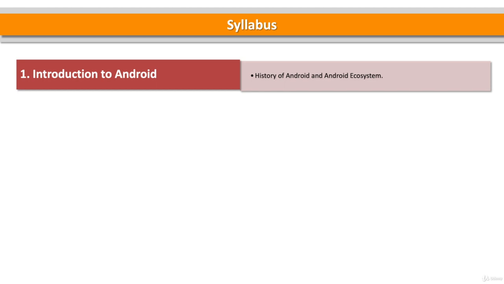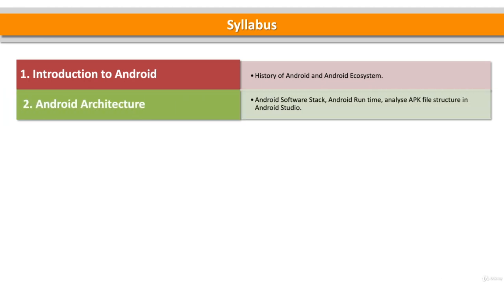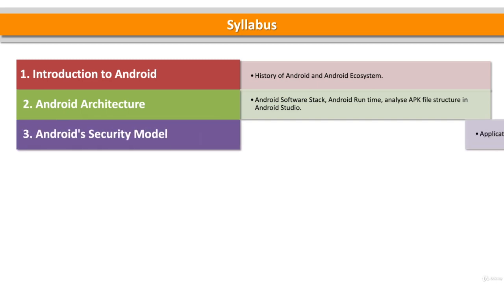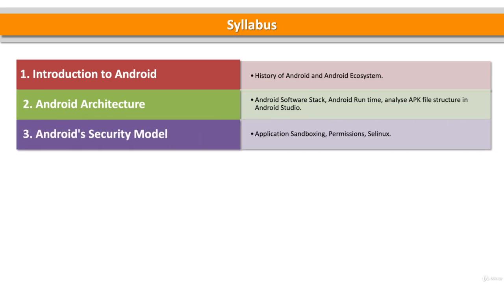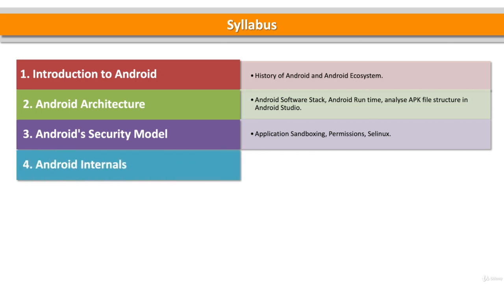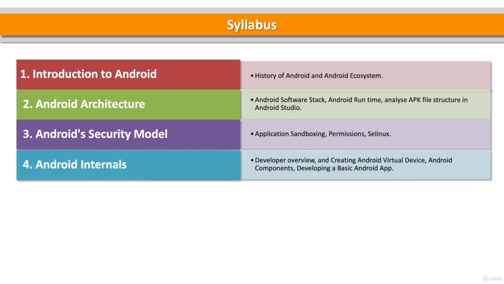I'll introduce you to Android, so in this section you'll get to know the history of Android and the Android ecosystem. In Android architecture, you will learn the Android software stack, Android runtime, and how to analyze the APK file structure in Android Studio. Android security model. So in this section, you're going to get to know the application sandboxing, permissions, and SELinux. And in the Android internals section, you'll see the developer overview for Android apps, types of mobile apps, and you'll also learn how to create Android virtual devices, Android components, and you'll develop a basic Android app yourself.